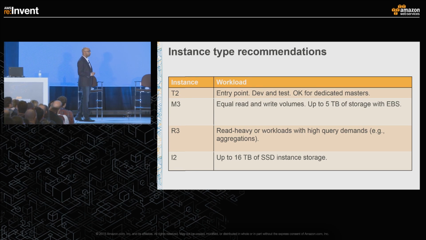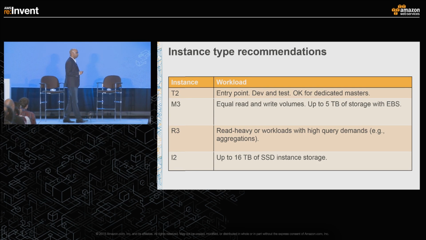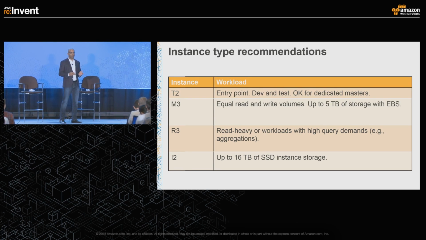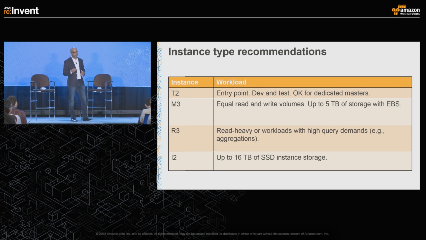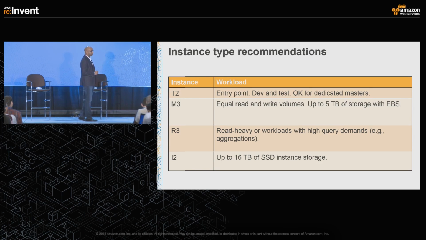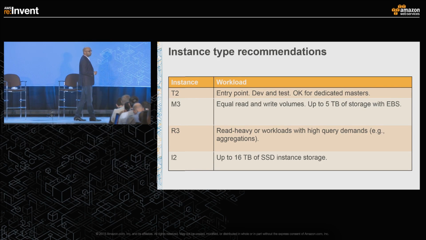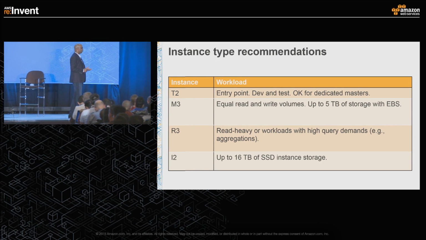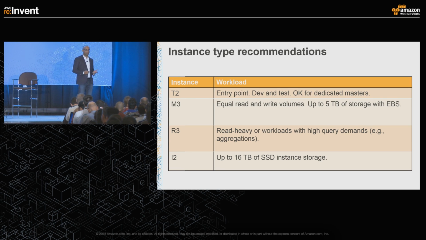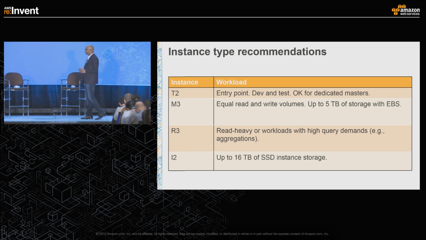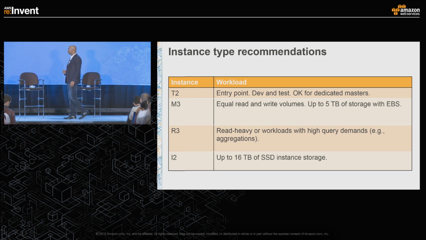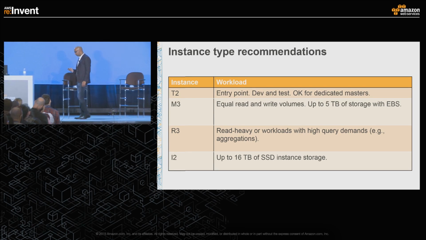R3s are memory optimized instances. They work great for use cases that have complex query demands. If you're running a lot of aggregations, for example, or you're running a lot of things through Kibana, maybe you want to think about R3s. I2s are storage optimized. They're backed by high-speed SSDs, great for random high I/O. With I2s, you can actually create clusters up to 16 terabytes in size. So if you have a large data set that you want to make searchable or want to analyze, you can use I2s.